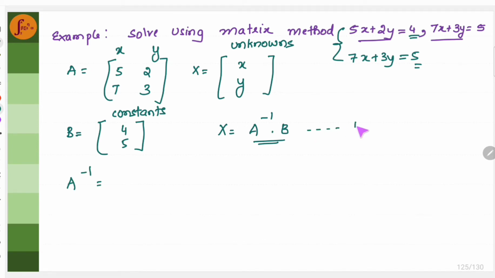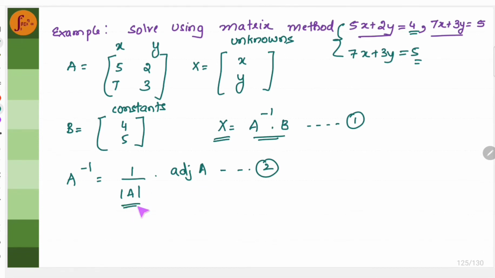Let's call this equation 1. How do we find A inverse? A inverse is 1 by determinant A into adjoint of A. So we find A inverse using this formula and then multiply and get matrix X. Now let's find the determinant first. So determinant of A is cross multiply. 5 3s are 15 minus 2 7s are 14.